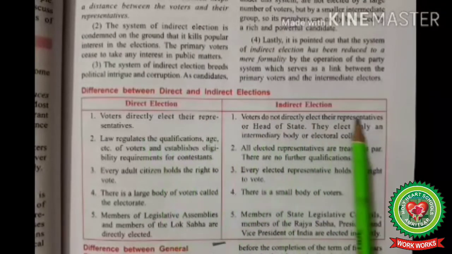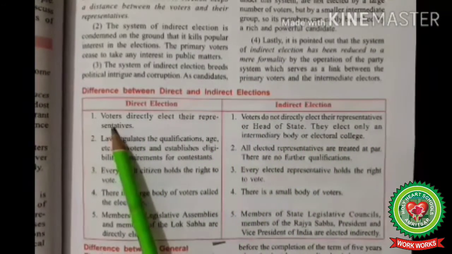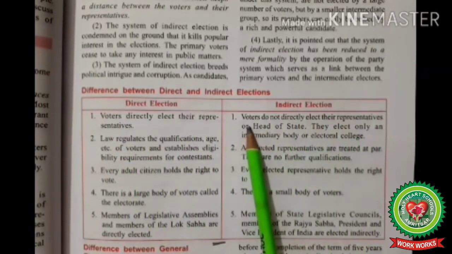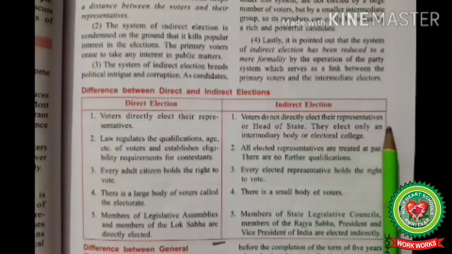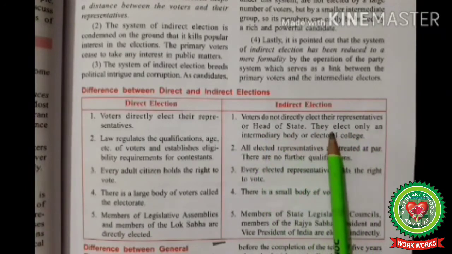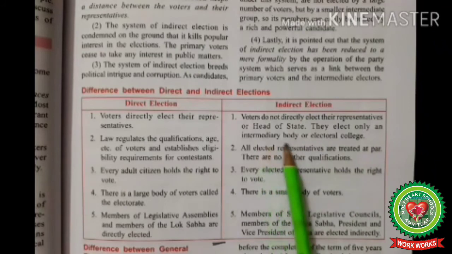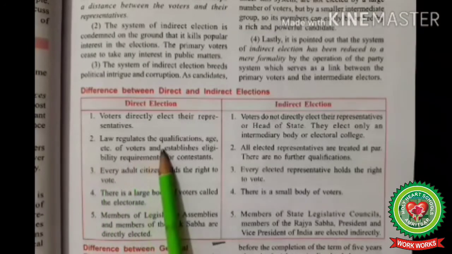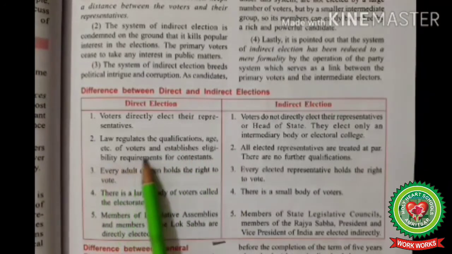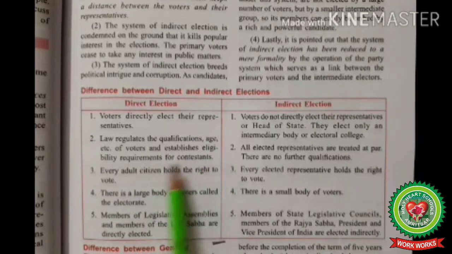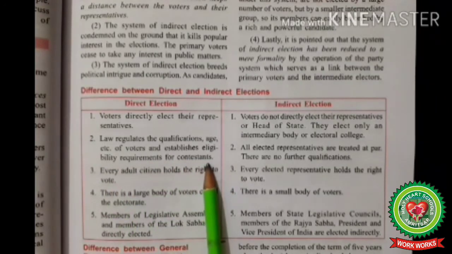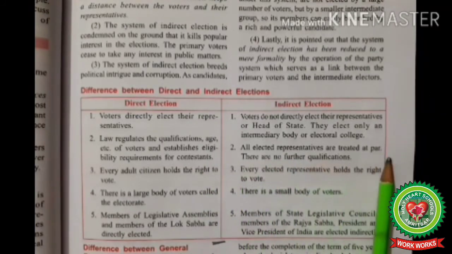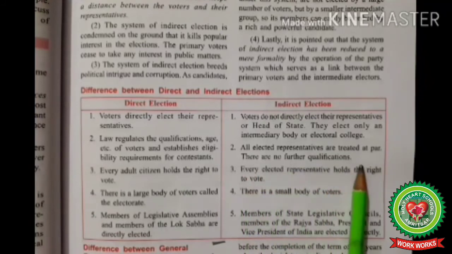Direct election, indirect election. In direct election, voters directly elect their representatives. In indirect election, voters do not directly elect their representatives or head of the states. They elect only an intermediary body or the electoral college. Number 2. Law regulates the qualification, age, etc. of the voters and establishes eligibility requirements for the contestants. In indirect election, all elected representatives are treated at par. There are no further qualifications.